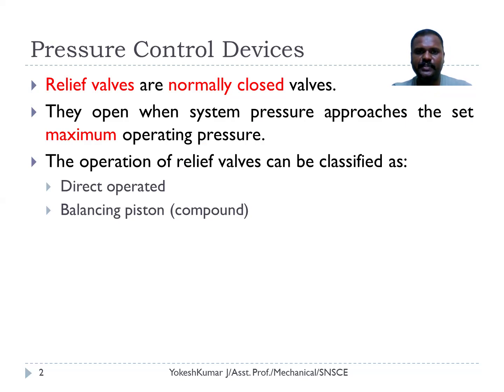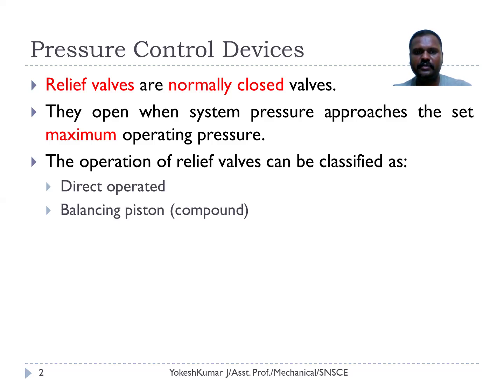Normally, a pressure relief valve is a normally closed valve, it is in the closed position. Whenever the pressure exceeds the safety limit, the pressure relief valve changes its position and opens. Then the excess fluid is bypassed to the reservoir, so the fluid pressure is released.